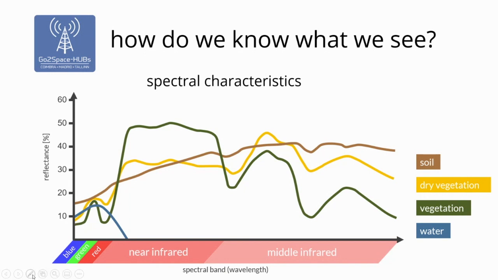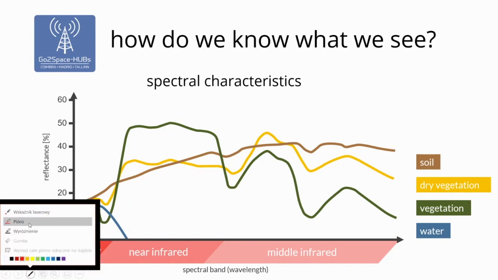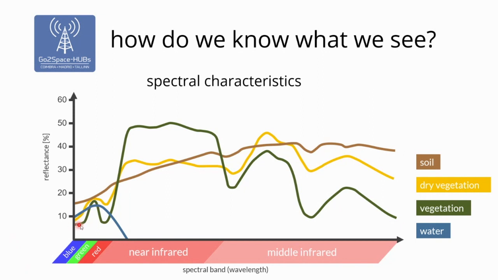Like maybe I will use this nice thing. Yeah, okay, that's much better, I think. So it's much more here in this green band than in blue and red band. So that's why we see that vegetation is green.